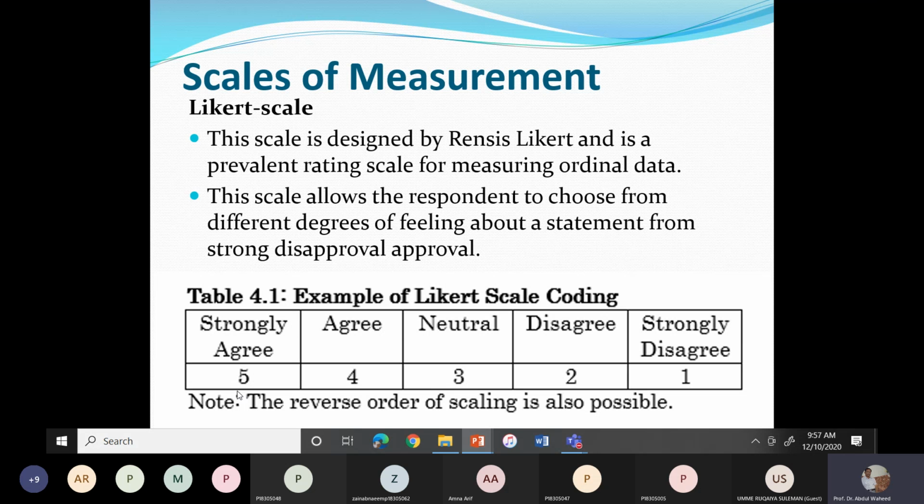Like here, we have strongly agree, we have strongly disagree. So we can start one from strongly disagree, then disagree, we have two, neutral, we have three, agree is a four, and strongly agree we can assign five. So this shows the intensity.